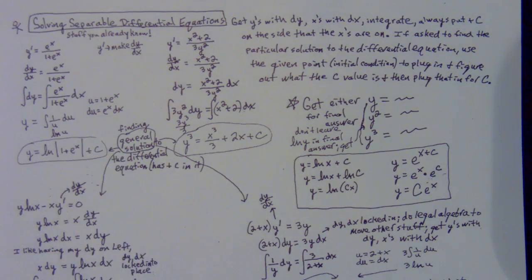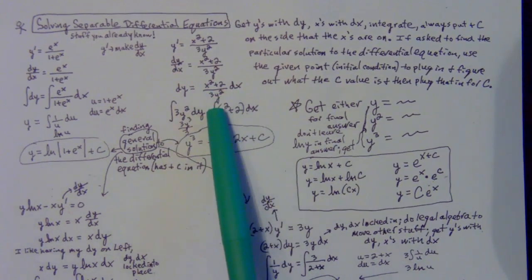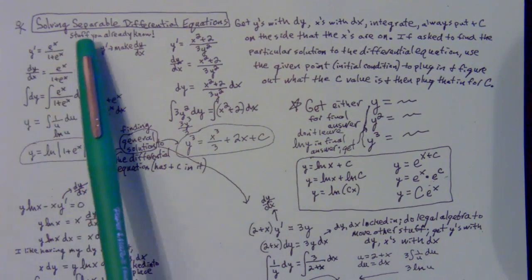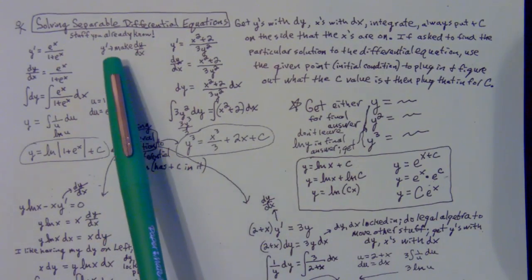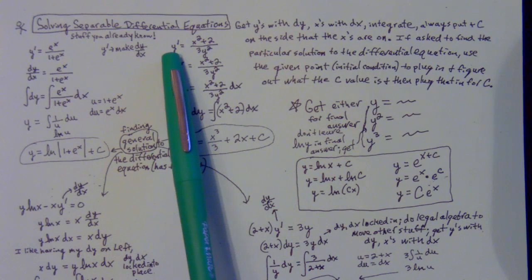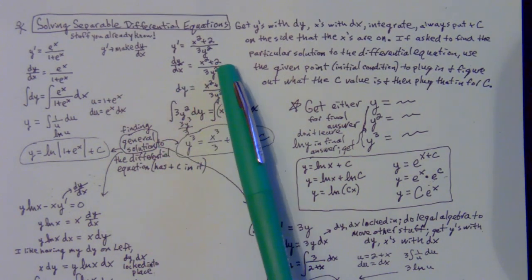Now, what we're going to learn in this section is when you move the dx to the other side, there's going to be a combination of the x's and y's. That's why it's titled separable differential equation. So here's what we're always going to do. Anytime you see the y prime, that's the derivative. You're going to make that dy dx, multiply both sides by the dx.